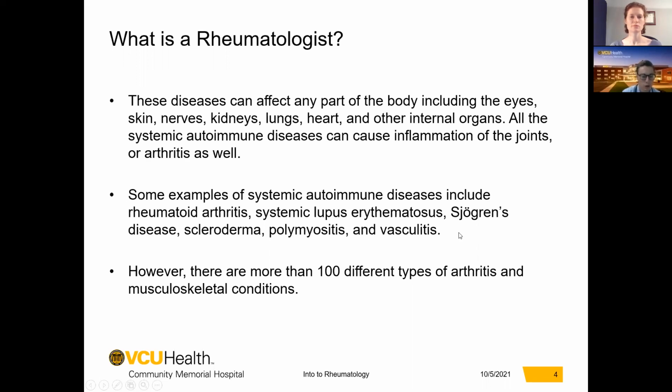And so overall, there are over 100 different types of arthritis and musculoskeletal conditions. And many of these are based in autoimmune inflammatory arthritis.